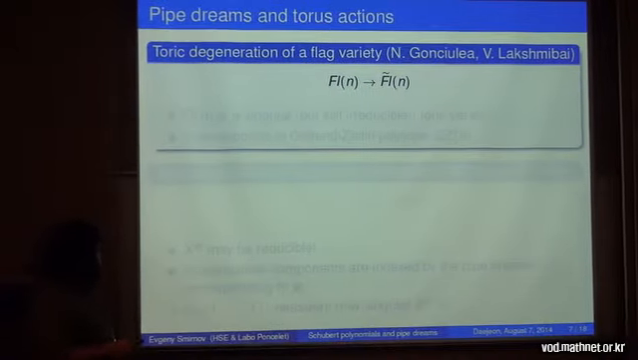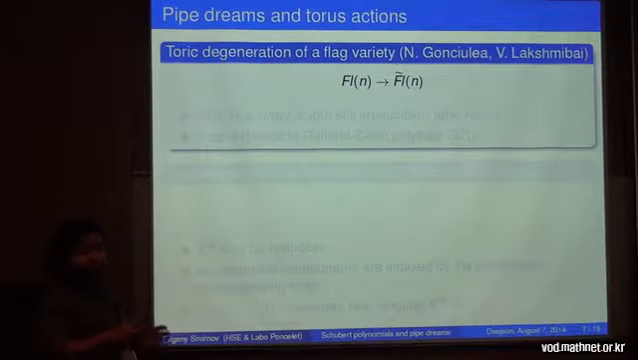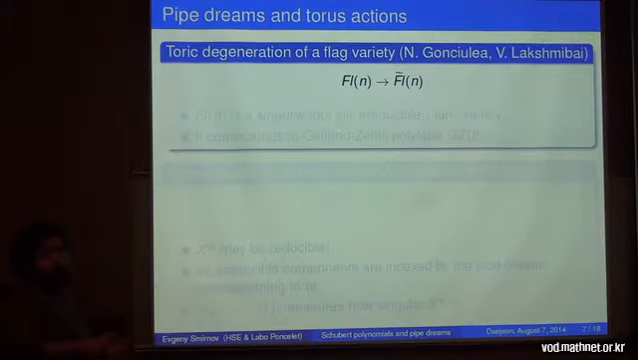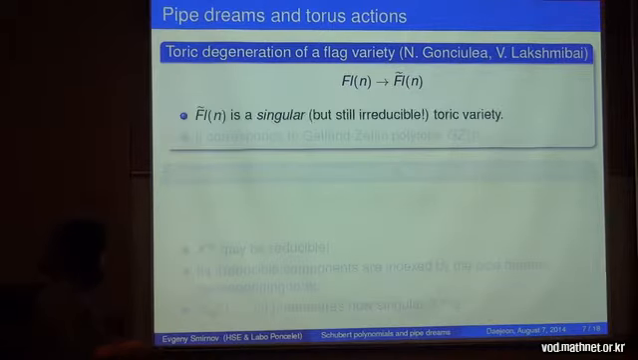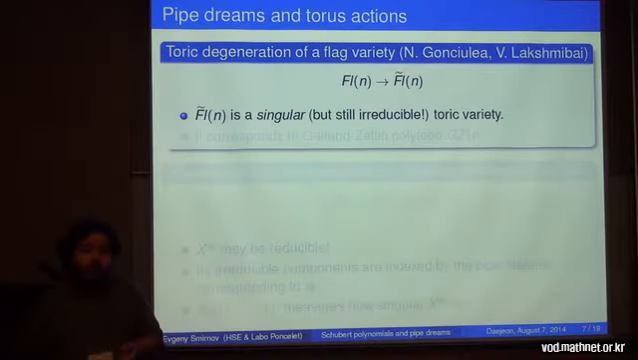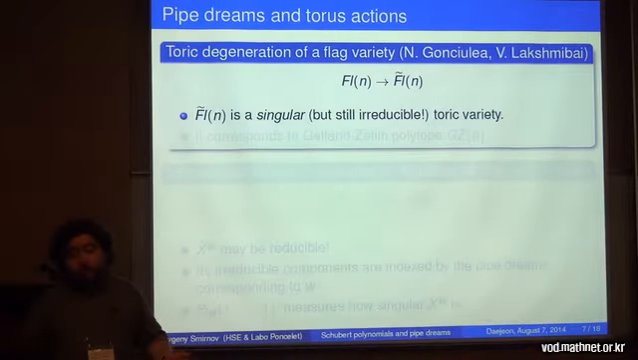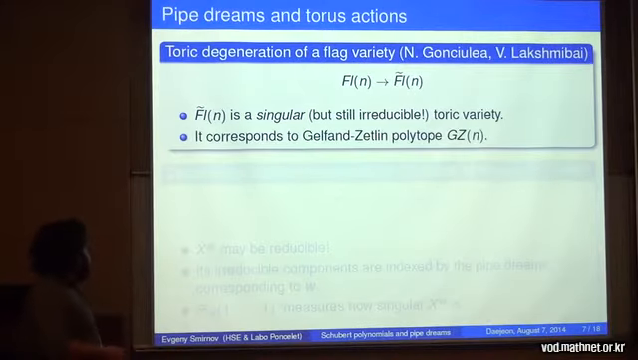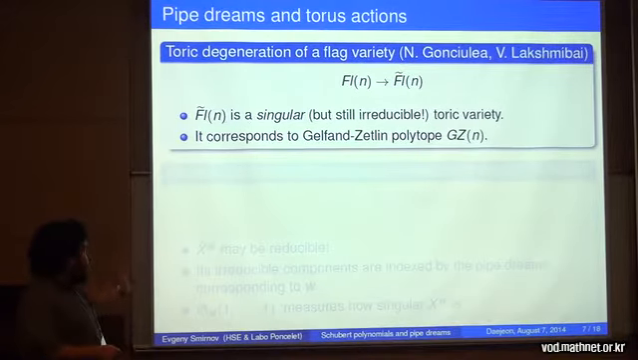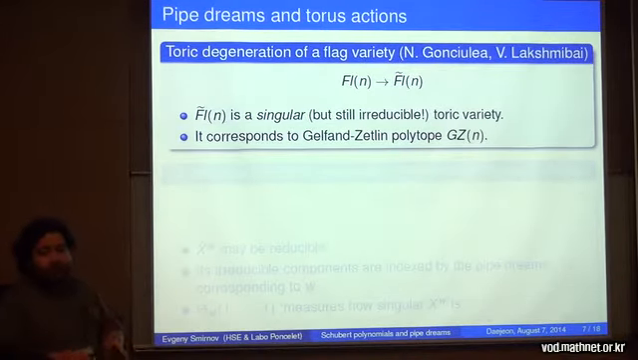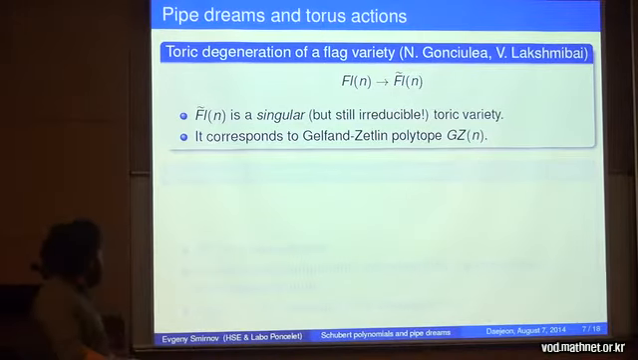You degenerate it and you get a toric variety. But this toric variety is not very good. In particular, it's not smooth. It's singular, but it is still irreducible. And if you have a toric variety embedded into projective space, it corresponds to some polytope. And this is the famous Gelfand-Zetlin polytope, and I think that Valentina will speak tomorrow about this topic, about Gelfand-Zetlin polytopes, about pipe dreams. So you'll hear the continuation of the story tomorrow.